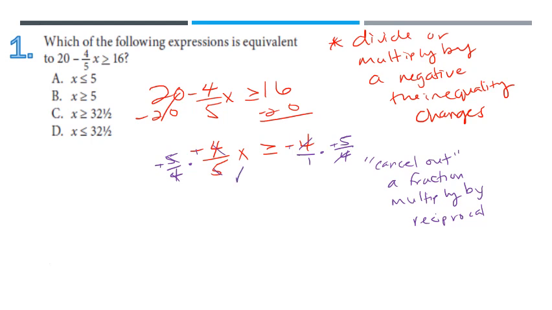So I'm going to bring down the x, but I multiplied by a negative. So my inequality is going to go from greater than or equal to to less than or equal to, and 5 over 1 is 5. So my answer is x is less than or equal to 5, which is 8.